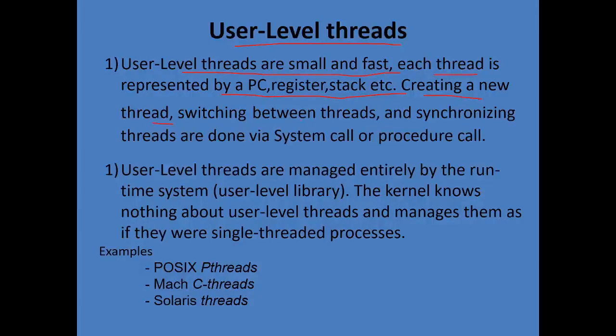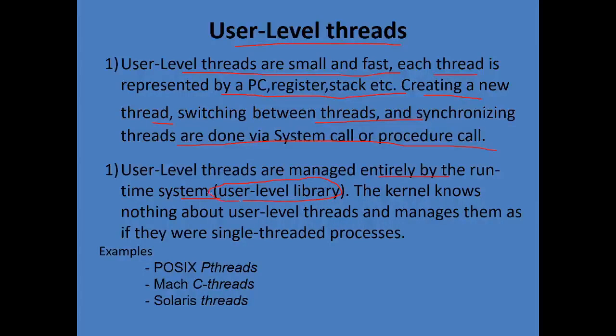Creating a new thread, switching between threads, and synchronizing threads are done through a system call or procedure call. So in user level threads, all threads are generated in the user space, and synchronization, switching and communication with the kernel happen through the help of the system call or procedure call. User level threads are managed entirely by the runtime system, which is called the user level library.